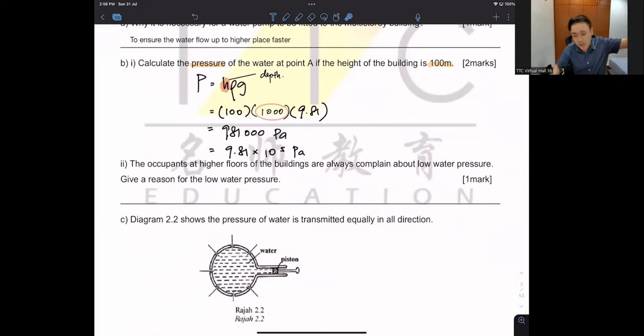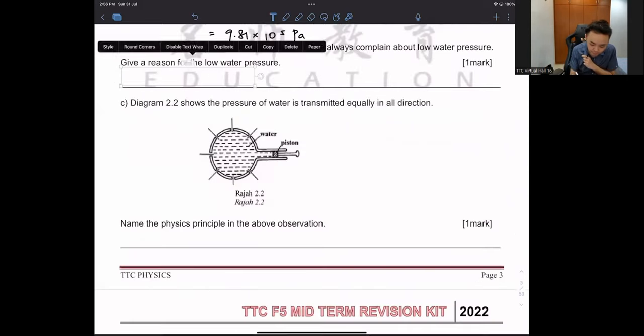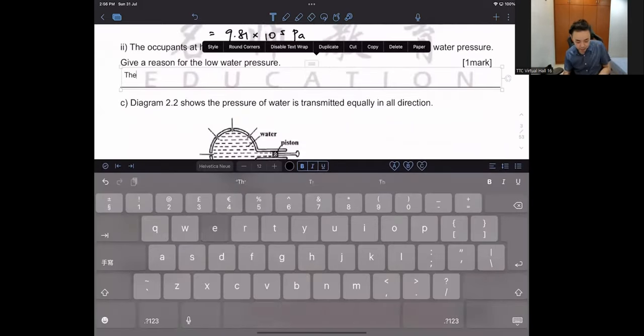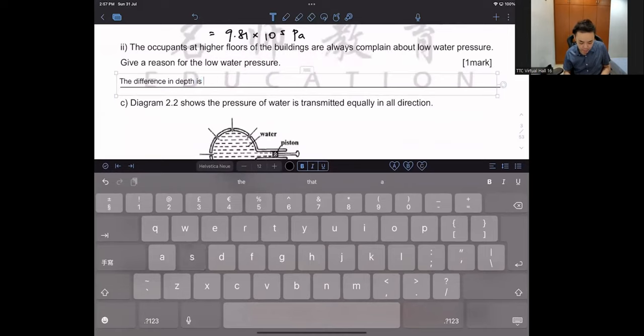So let's say the highest point to the lowest point, that one will be the strongest pressure anyway. But as it goes up, you have to fight against gravity. And then your difference in height becomes smaller already. So the smaller the difference in height, the smaller the pressure. You see that? Exactly. So that's why, higher floor, what's wrong? Because, simple, the difference in depth, difference in height, it's smaller at higher floors of the building. Therefore, the water pressure will be lower.